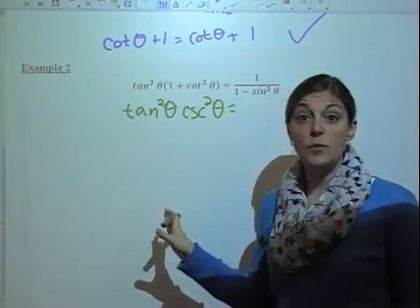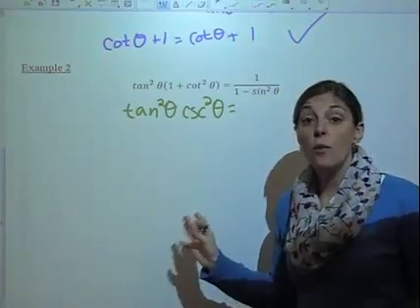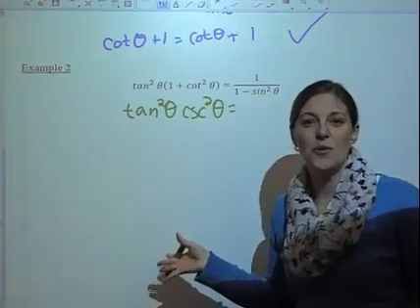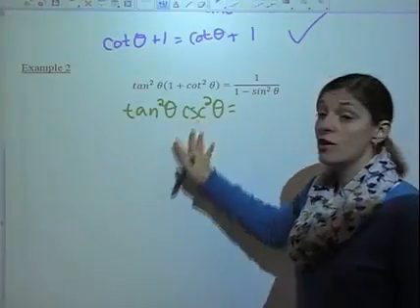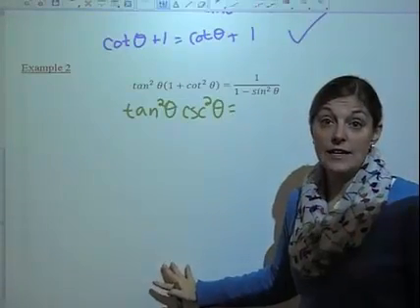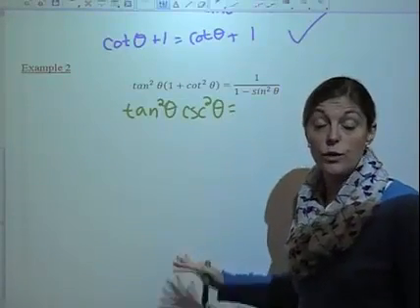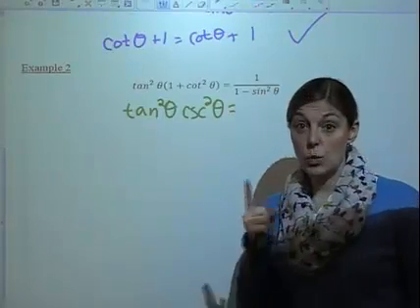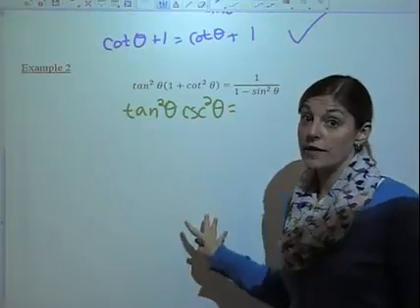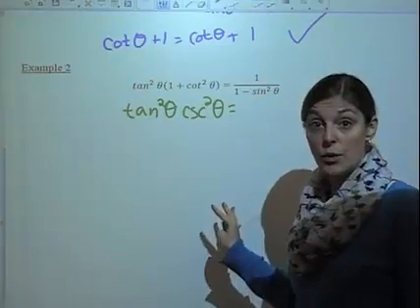Now, when you're working these problems, keep in mind that there is more than one way to verify these identities. You might use one set of identities to show that it's true, while somebody else might use a different set. So there isn't just one right way to work these problems. So keep that in mind as you're working.